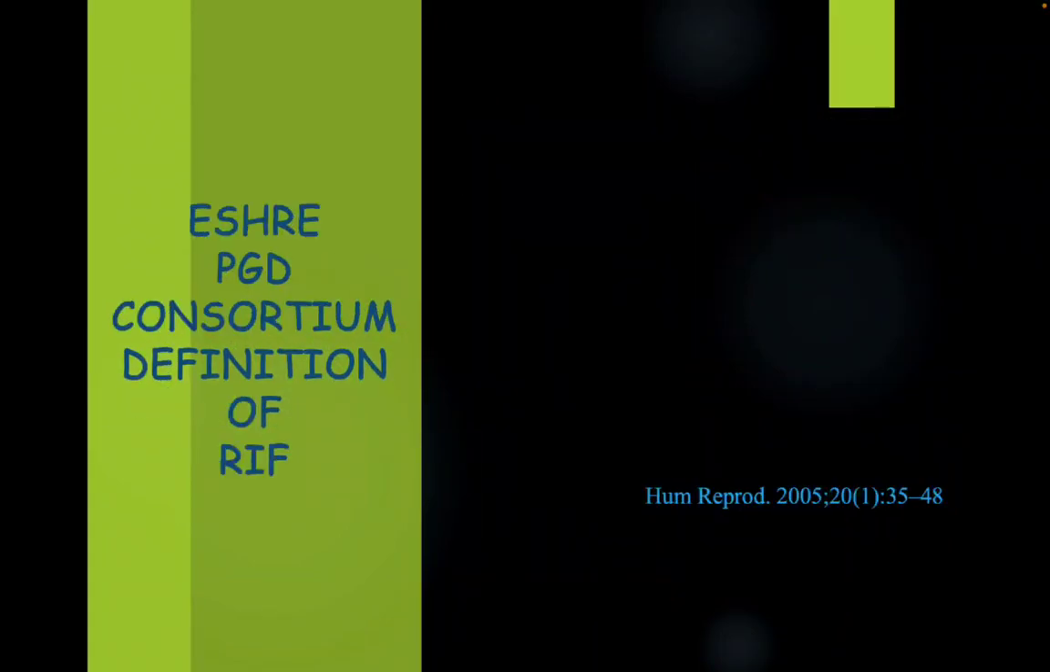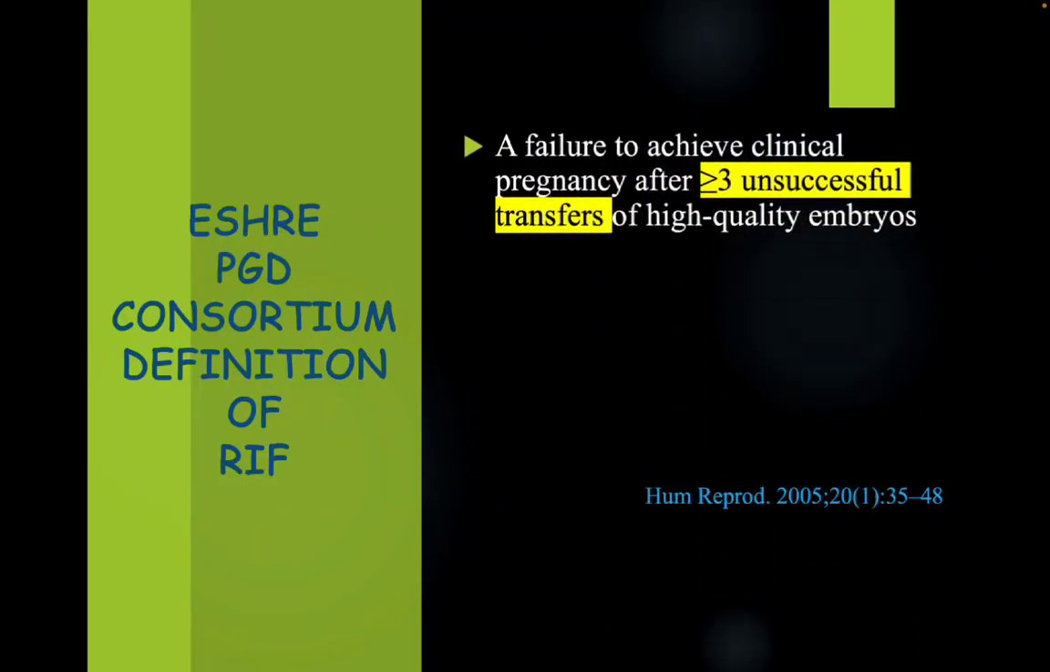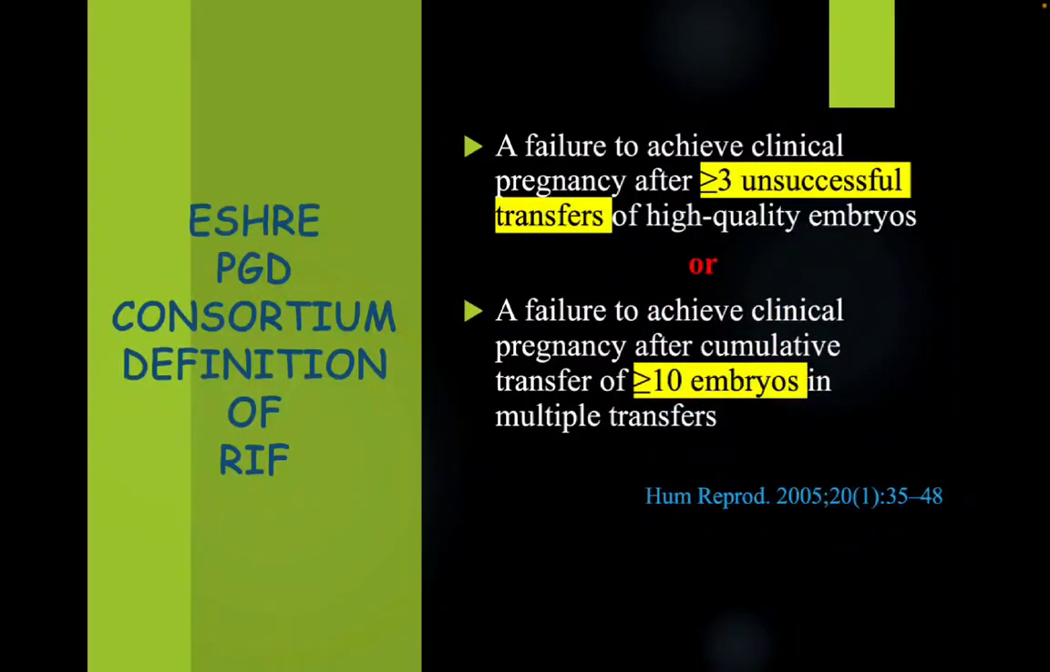In 2005, the ASHRAE PGD consortium definition of RIF came. They said: failure to achieve clinical pregnancy after 3 or more unsuccessful transfers of high quality embryos, or failure to achieve clinical pregnancy after cumulative transfer of 10 or more embryos in multiple transfers. But these 2 definitions were not adequate. Why are they not adequate? As you can see, they have included high quality embryos, which is a good thing, but they have not included the female partner age, and the number of cycles also is not included.